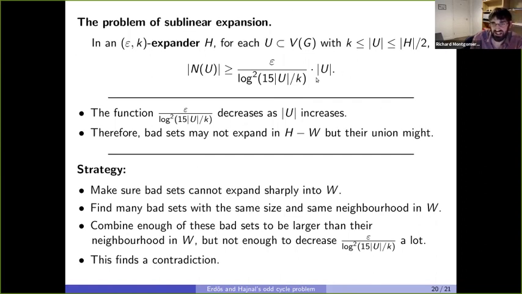Oh, sorry, yes, there's a typo in this. Sorry, so this is a vertex set U of the vertex set in H rather than G, if that helps answer the question in the chat. This was for all vertex sets in the graph H, which satisfy this size condition.